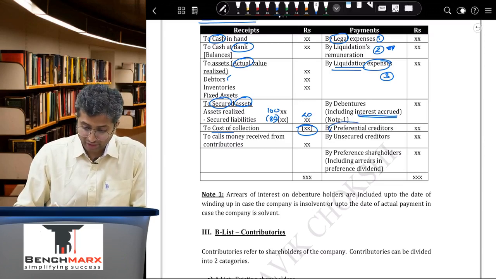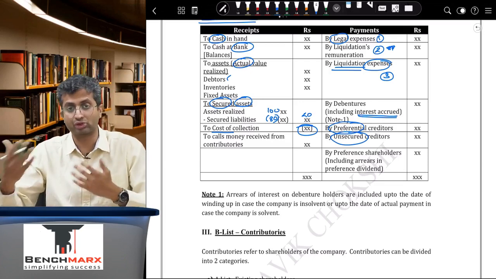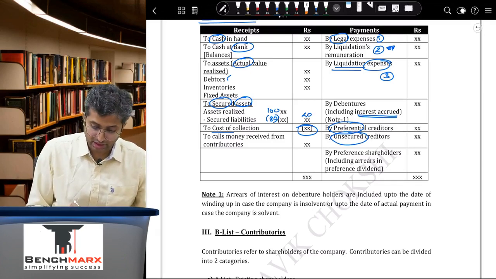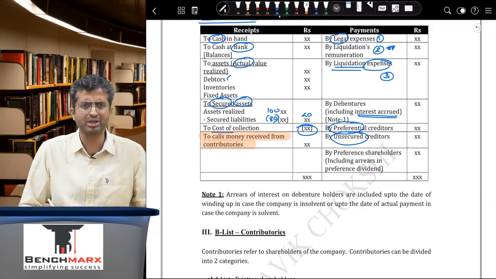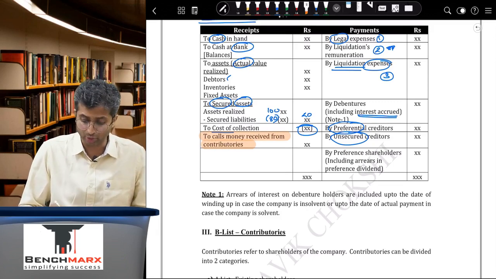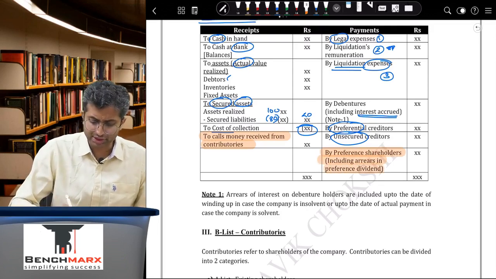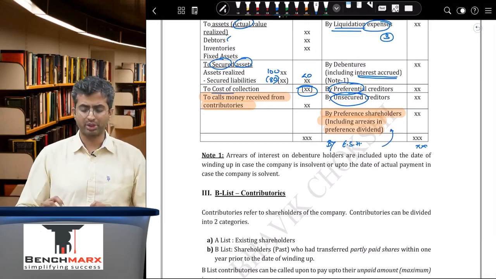Then comes the preferential creditors, then comes the unsecured creditors, and then comes the payment to preference shares or the payment to equity shares. Now in my opinion, this is the calculation of this part, either the call money received from the contributors can be equity shareholders or preference shareholders, there is preference shares including preference dividend. Sometimes if there is any surplus, you can even give the money to the equity shareholders. So this is by equity shareholders, which can also come over here. This is like a refund or a payment which is made to the equity shareholders.